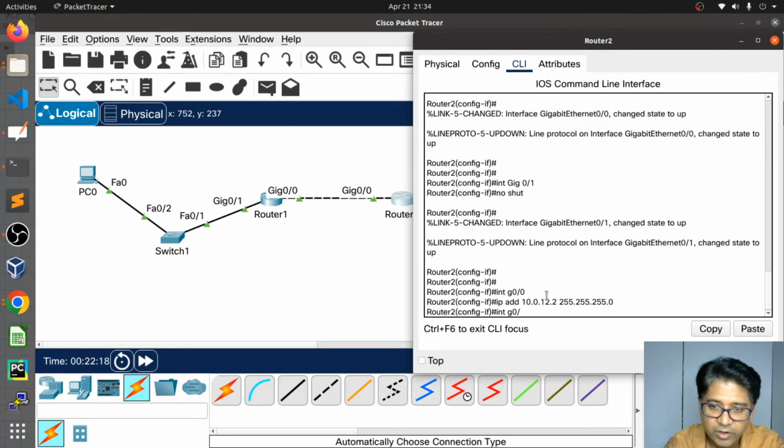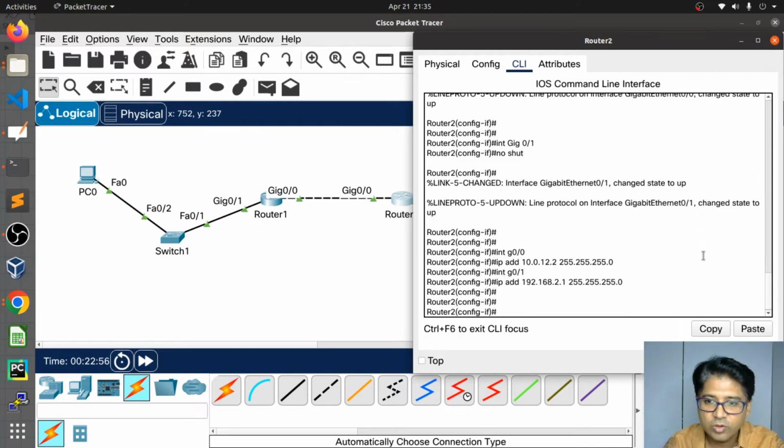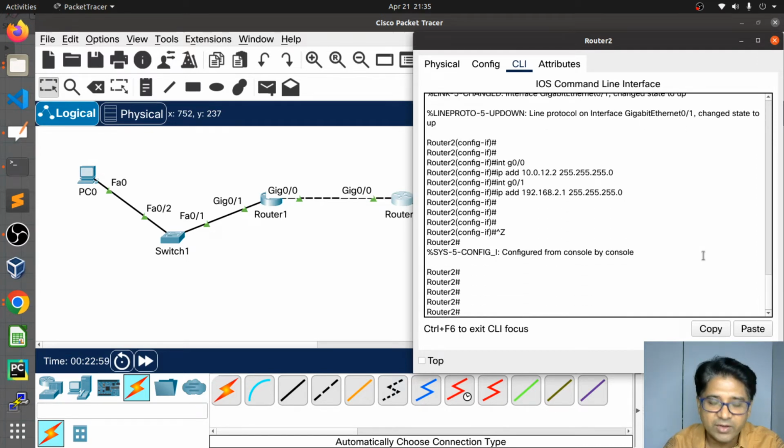Same way we will configure the LAN, and then the IP address will be 192.168. Should it be 12.1, right? No, it's R2. I'm configuring R2, so this is 12.2. R2 is 12.2, R1 is 12.1. And this LAN 2 is 2.1 with 255.255.255.0. So everything is configured on the router interfaces.